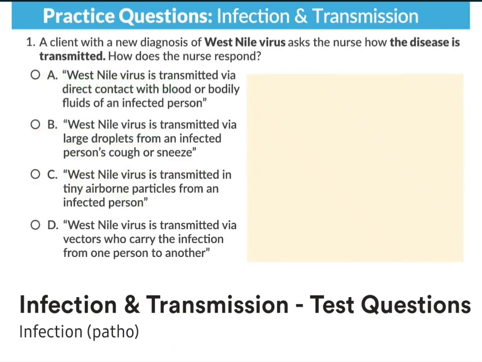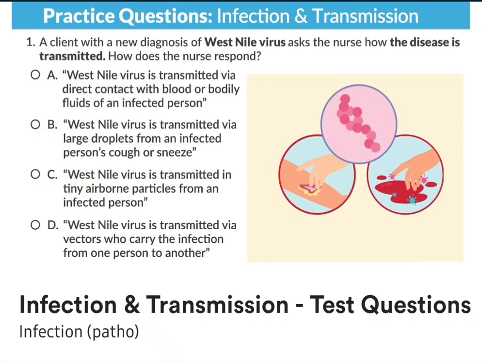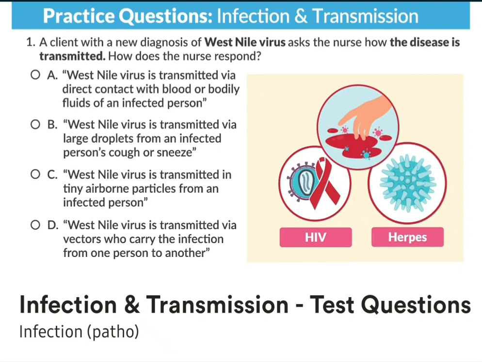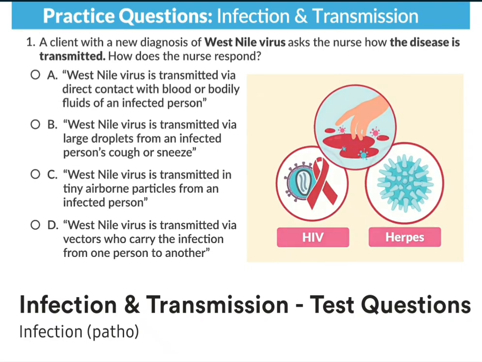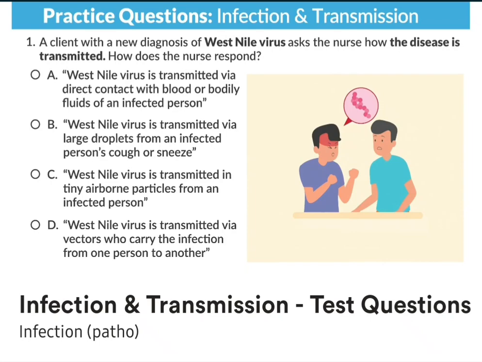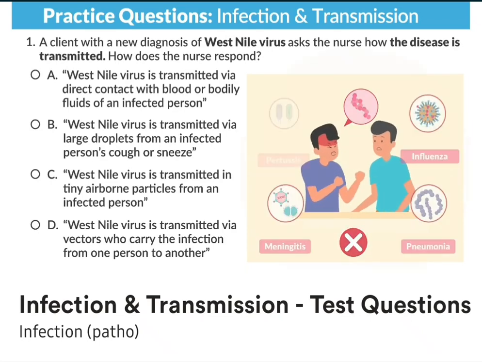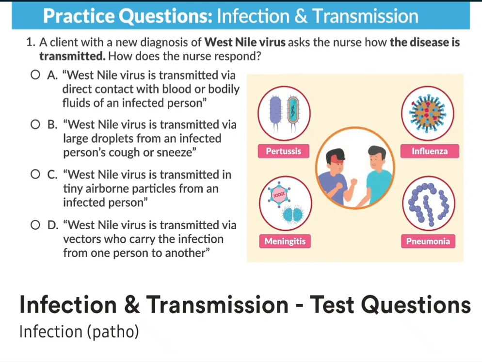So let's look at our options here. Option A, the West Nile virus is transmitted via direct contact with blood or bodily fluids. No, this is true of HIV and even herpes with that direct contact. Now, option B, West Nile virus is transmitted via large droplets. No, remember, droplets is PIMP, pertussis, influenza, meningitis, and pneumonia, not West Nile virus.